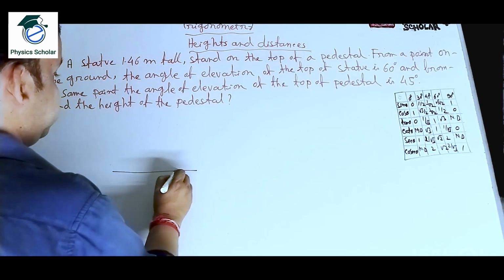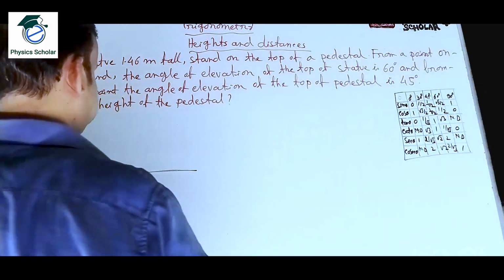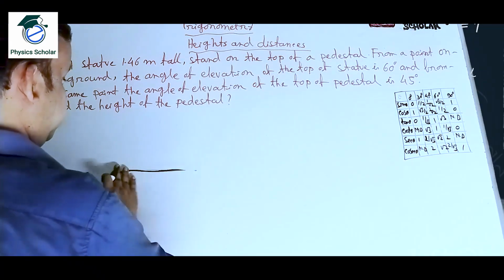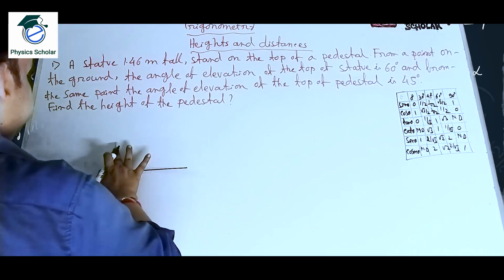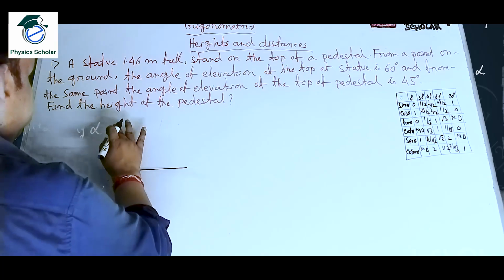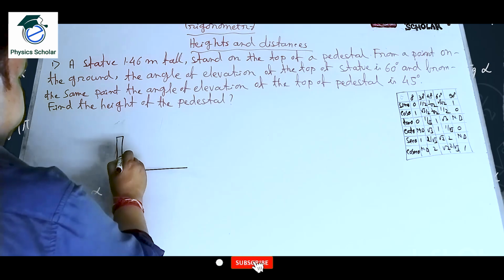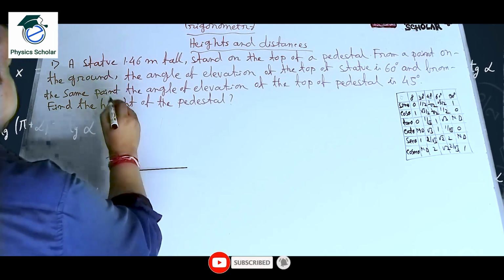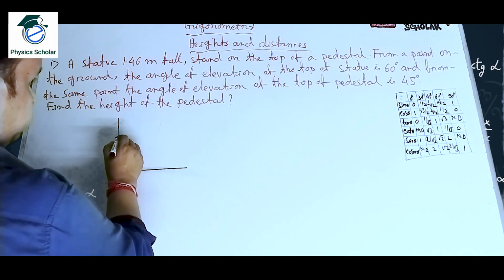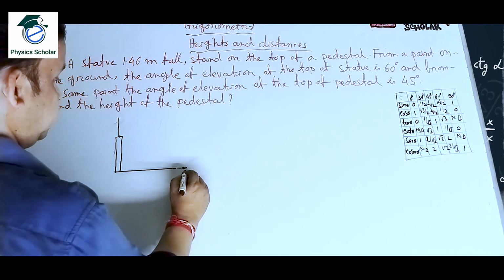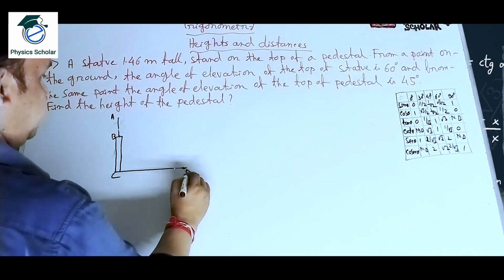So suppose this is the ground, and this is the pedestal, and at the top of the pedestal the statue is there. This is the point A, B, C, D.